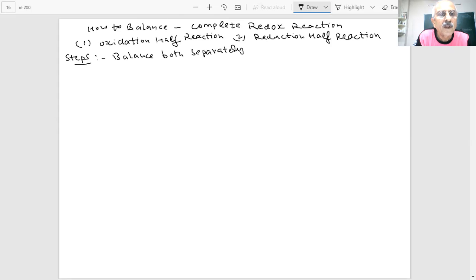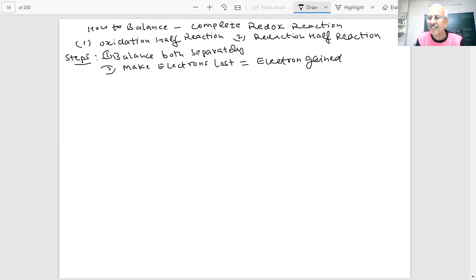First point. Second, we have to balance the electrons on both sides. That means make electrons lost equal to electrons gained. One is losing the electron, the other is gaining the electron. And total charge will be balanced only if the number of electrons lost is equal to the number of electrons gained.